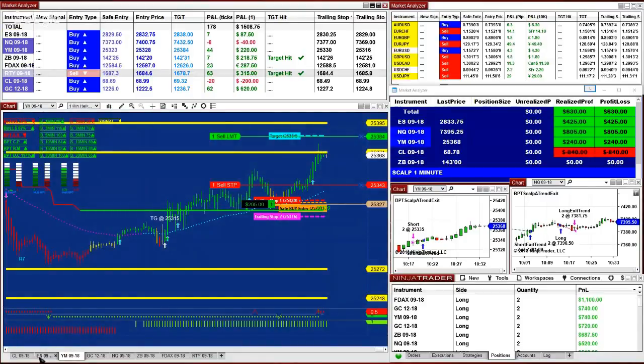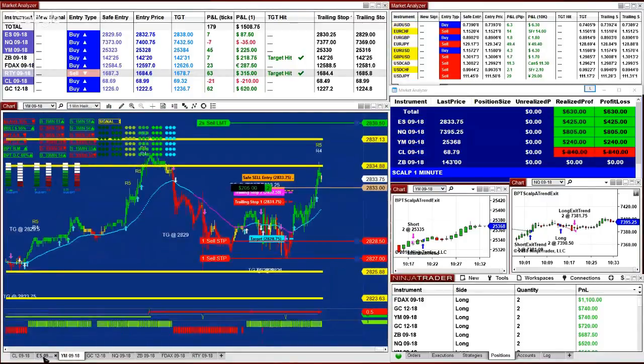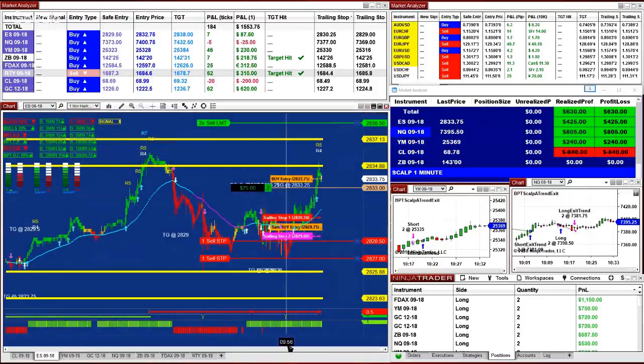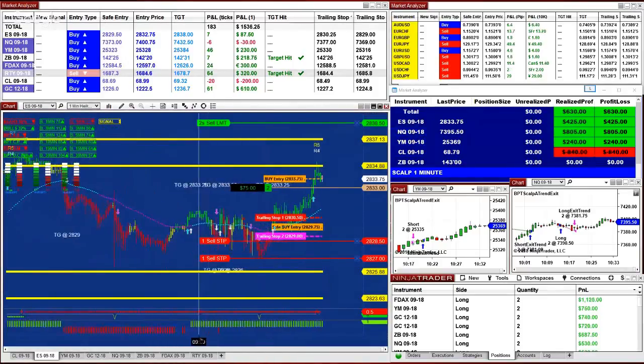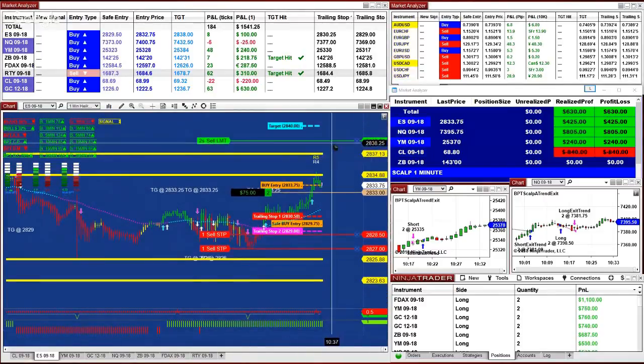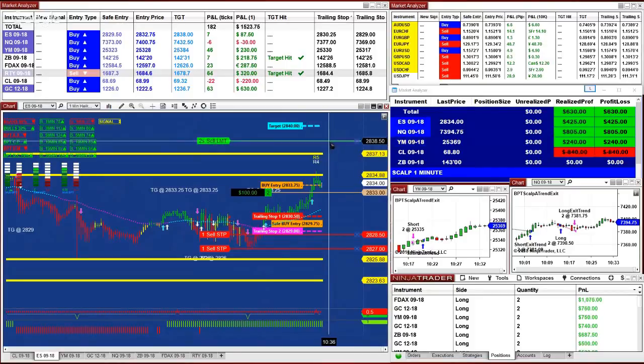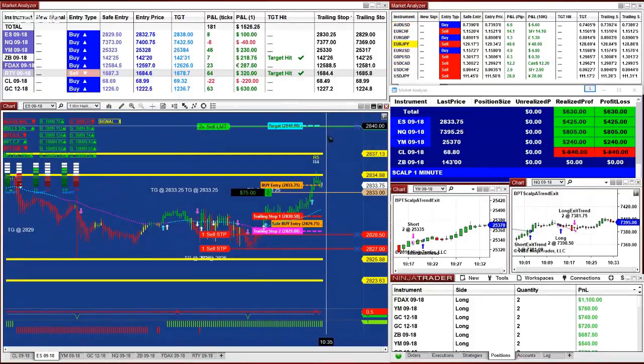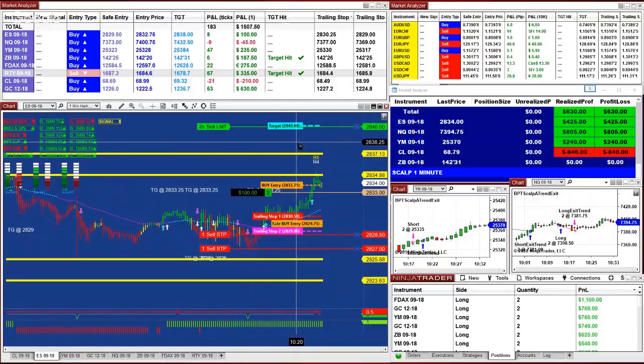Let's look at the ES. Okay, now this is really interesting. On the ES, we have a new target. And if you were on that fully automated trade, you would be closing out at 38.25. But now we have a new number on the ES, so you can extend it if you want to stay on that trade.